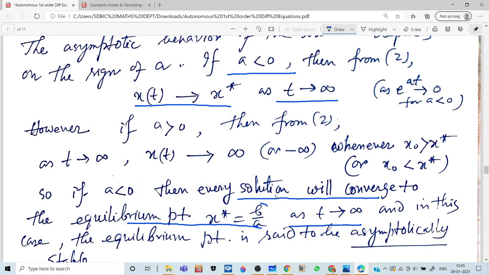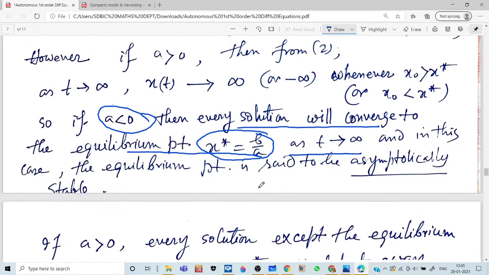So x star equal to b/a is stable if a is less than 0 and unstable if a is greater than 0.